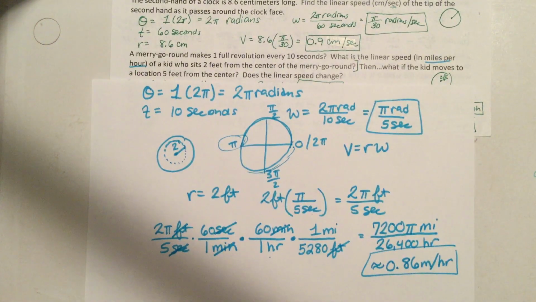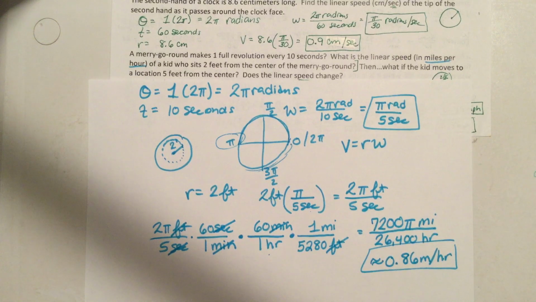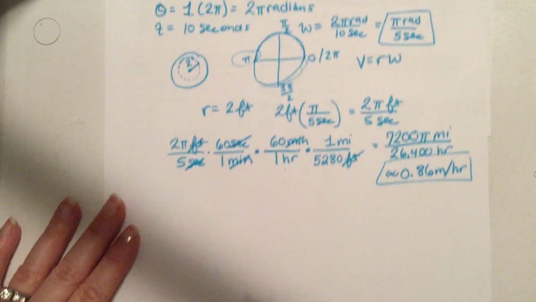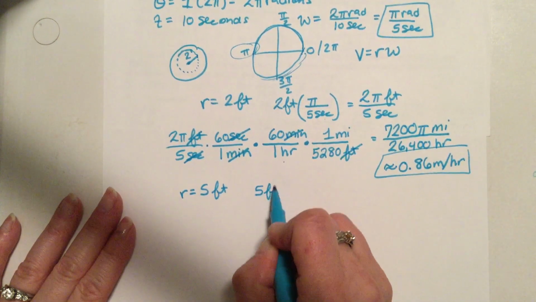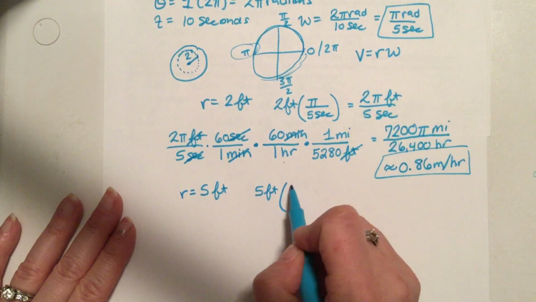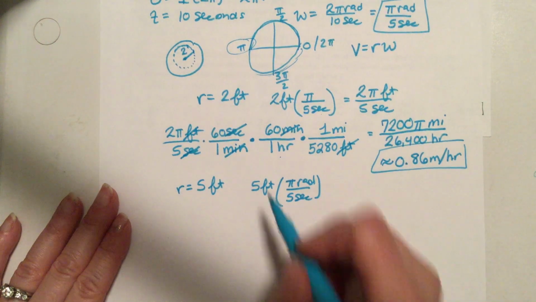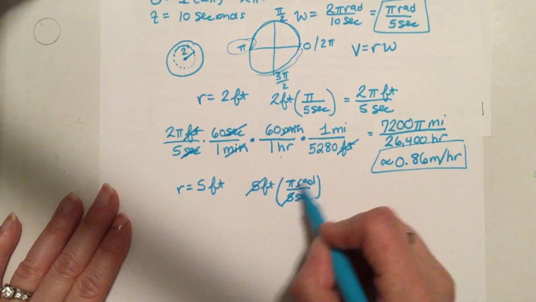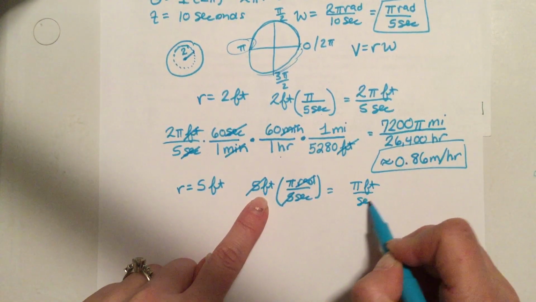Okay, so let's say that kid was sitting 2 feet from the center. Well, this was kind of slow, right? And that kid's like, I want to go a little bit faster. So they're wondering, if I go to the outside, if I go further from the center, will I speed up? And so what happens is they move, then they're 5 feet from the center. So I got to go back here. The radius is now 5 feet. So it's 5 feet times our angular speed, which is pi radians per 5 seconds. Whoa, this cross cancels this. Remember, the radians is not there anymore, so we are looking at just pi feet per second.